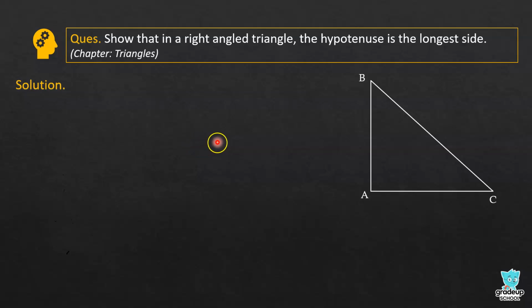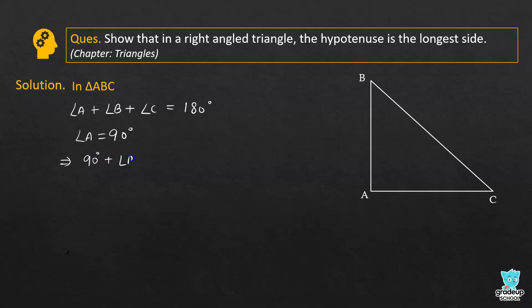Okay guys? So, in triangle ABC, the sum of angles will be equal to 180 degrees. That implies angle A plus angle B plus angle C will be equal to 180 degrees. And it was given that angle A is equal to 90 degrees. So from here I am getting 90 plus angle B plus angle C is equal to 180 degrees. That implies angle B plus angle C will be equal to 90 degrees.